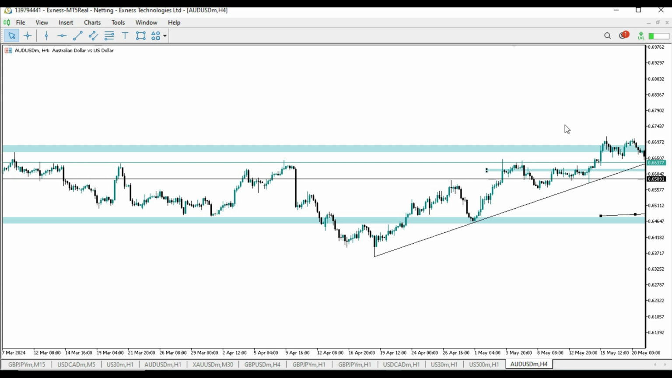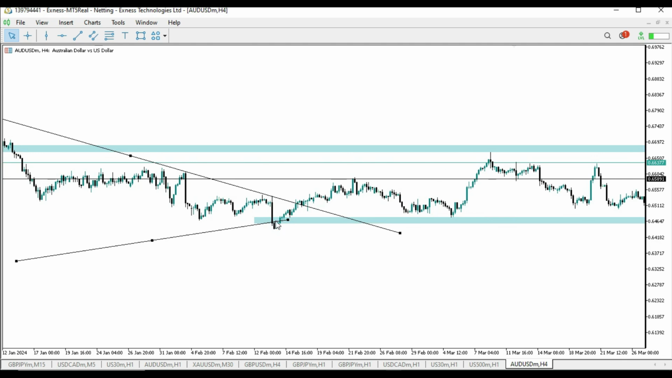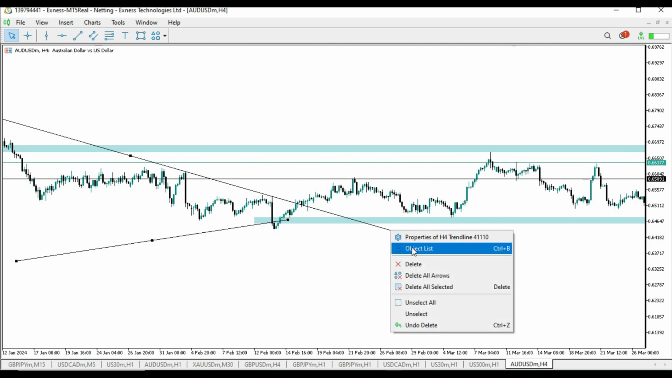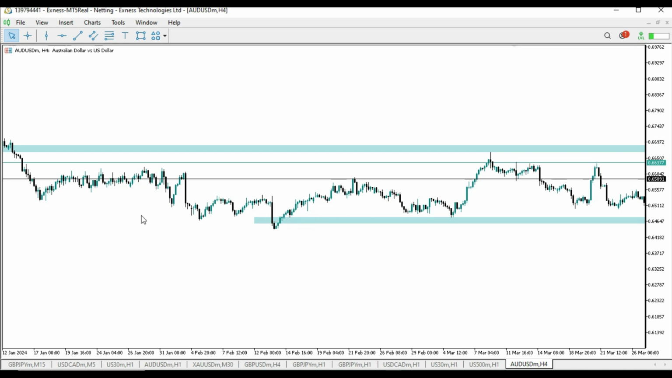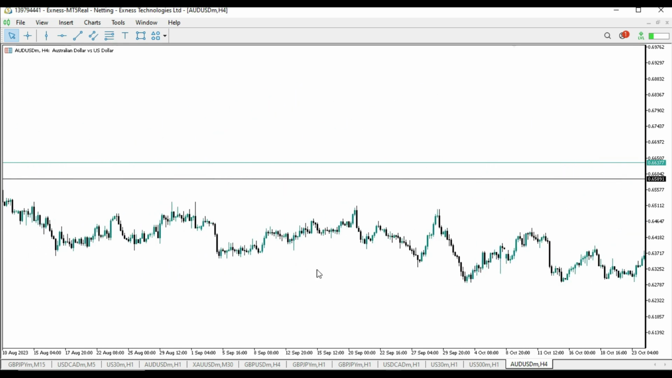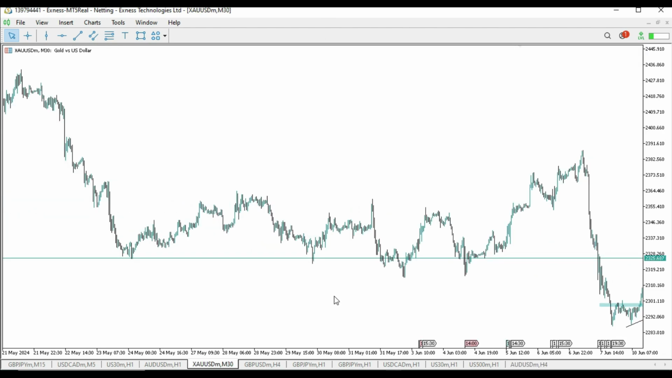Now let's move on to the horizontal trend line. Let me delete these ones on the chart. I just want us to have a clean chart so that you best understand what I'm trying to teach you here. Okay, so this is gold, XAU/USD. You can see that the market has been ranging here for a while now. We are on the 30-minute time frame on the gold chart.